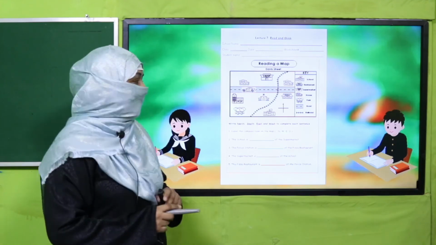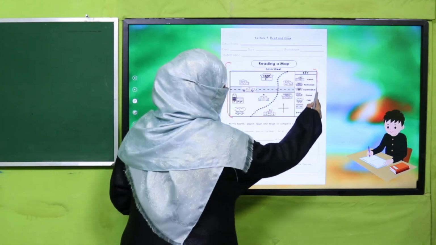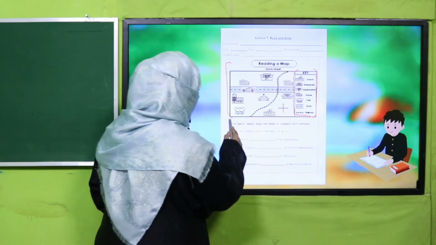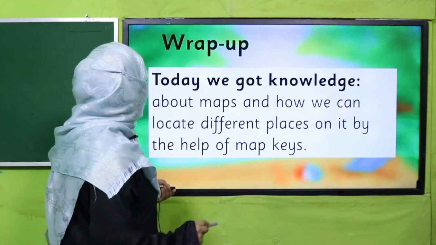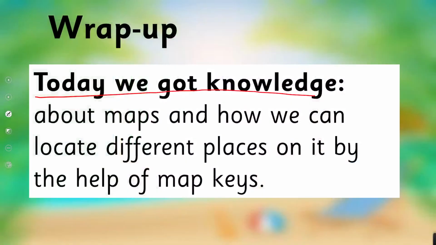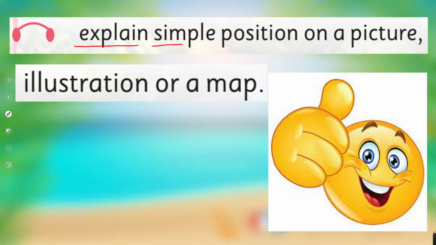And once again, my dear students, what is this? Here is a map, and this is the key. So you have to read the map to answer these questions. In this way, what we have learned today, we got knowledge about maps and how we can locate different places on it with the help of keys. So in this way, we achieved our SLO to explain simple positions on a picture, illustration, or map.